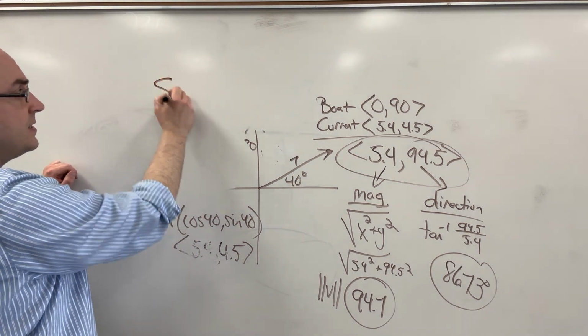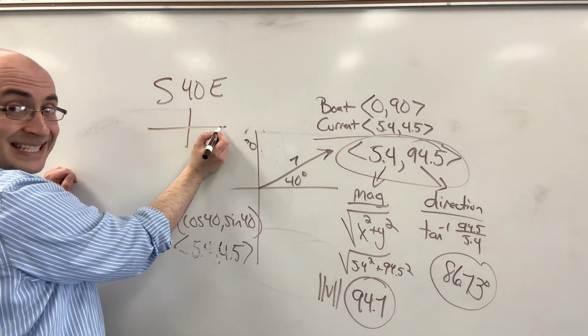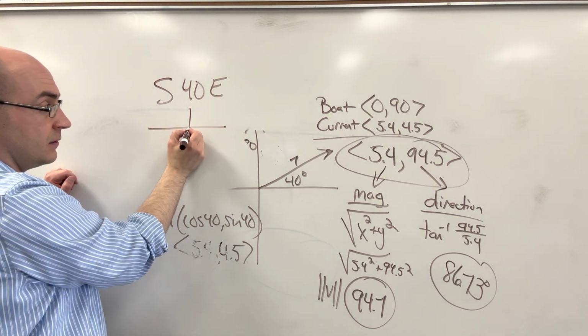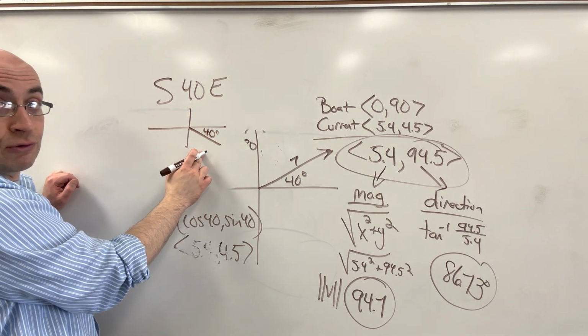If I had, let's say, south 40 east, right? I'm going to start from the east and go 40 degrees south. So this would be the angle, but remember I need trig.